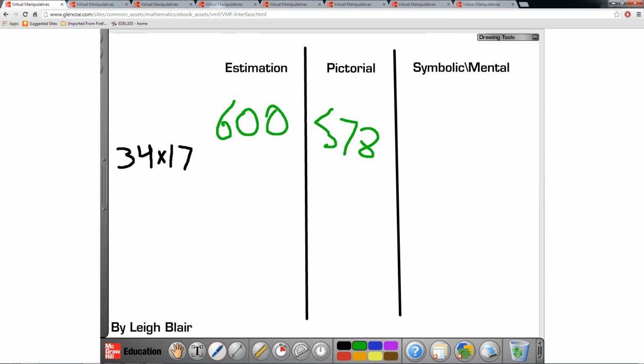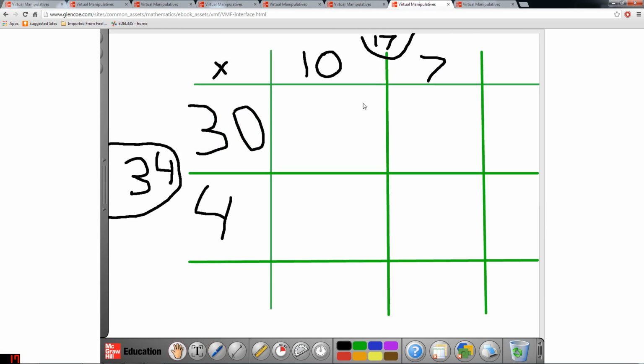And going on to my symbolic here, I'm going to be doing the same thing with the distributive model, in which I'm going to break it into its parts, add the products together so I can get that final product of 34 and 17. I'm going to break it into 30 and 4, just the addition of those two, and 10 and 7 for 17. By getting these 4 products, I can add them all together in order to get my final product.